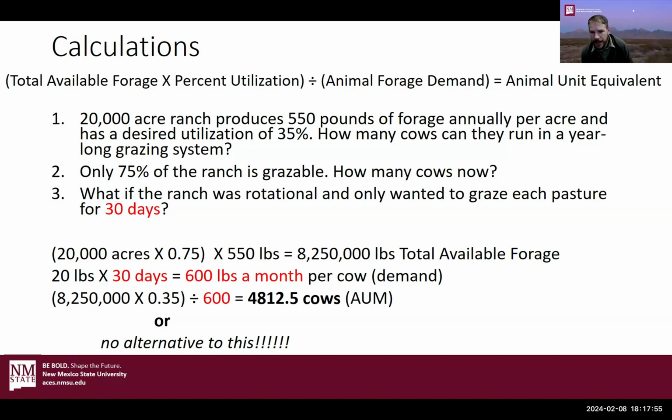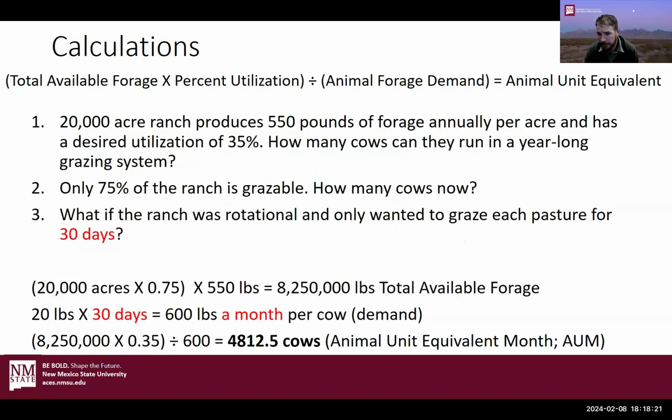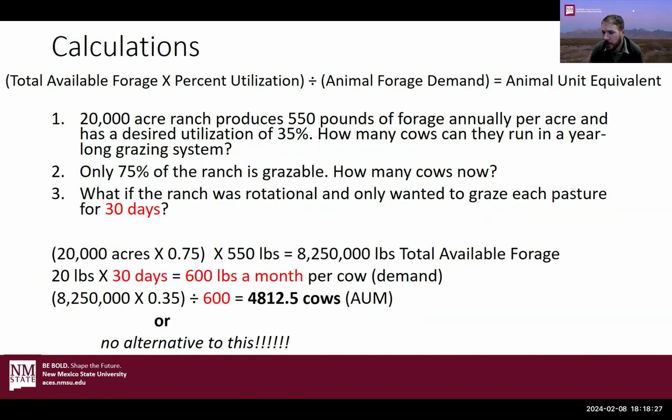So I should have showed you the calculations. So a month, right? If we were to just multiply 395 times 12 months, because there are 12 months in a year, well, it doesn't work. You'd get somewhere around 4,700 head, not 4,800. So that's where you've got to be careful.